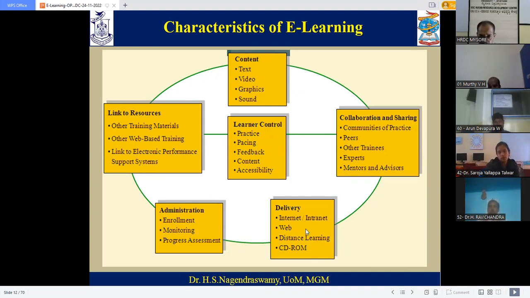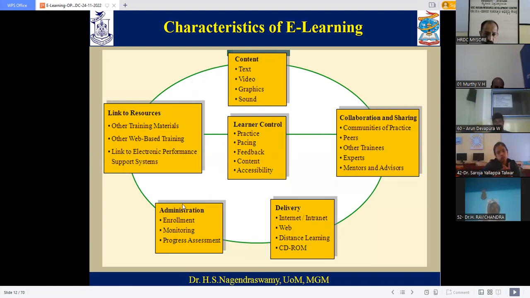And another, the delivery, of course, through internet or intranet, web, distance learning and CD-ROM. So these are the different ways of delivering the content in an e-learning platform or framework.